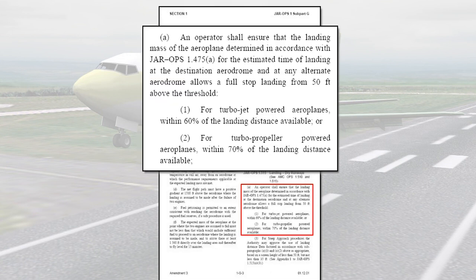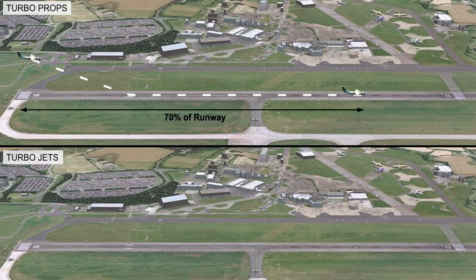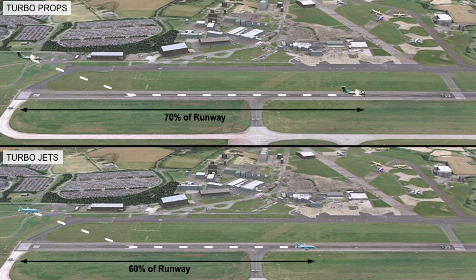Having discussed the landing climb requirements, let us now turn to the landing distance requirements. JAR Ops 1 states that an operator must ensure that the landing mass of the aeroplane allows a full stop landing from 50 feet above the threshold within 60% of the landing distance available for turbojets and within 70% of the landing distance available for turboprops.